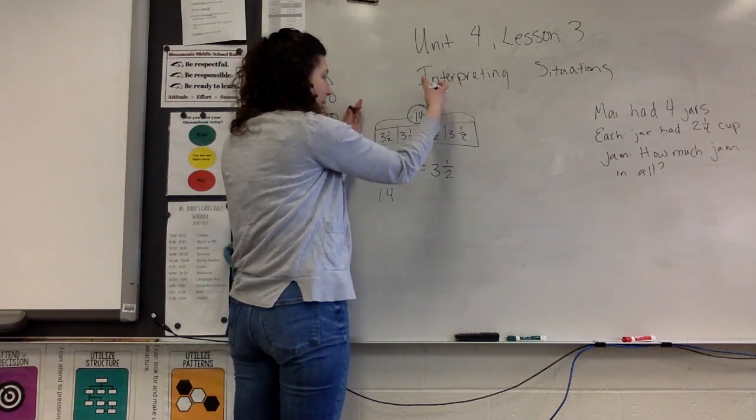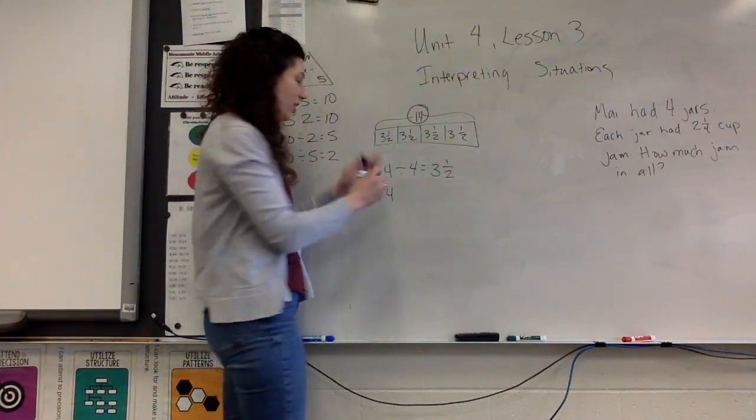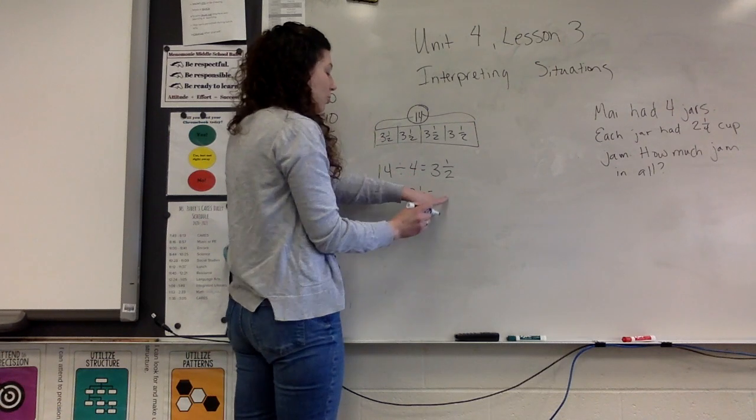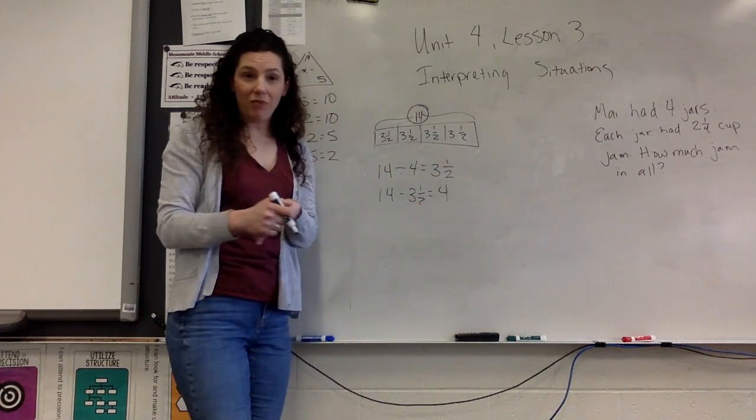I could say, okay, 14 again is my whole, and 14 is the only whole here. And I could say, I divided it into groups that are 3.5 big. How many groups did I have? And that would be 4.